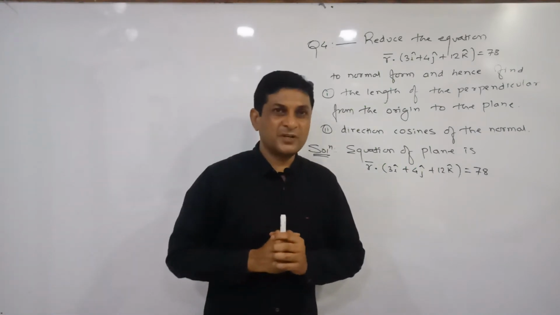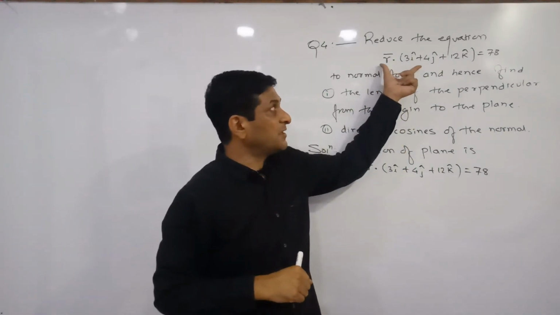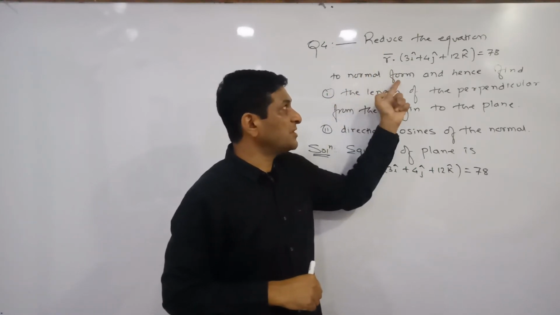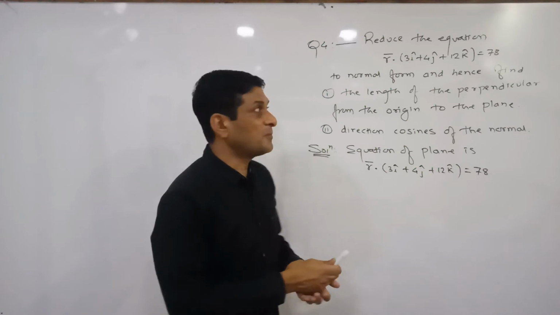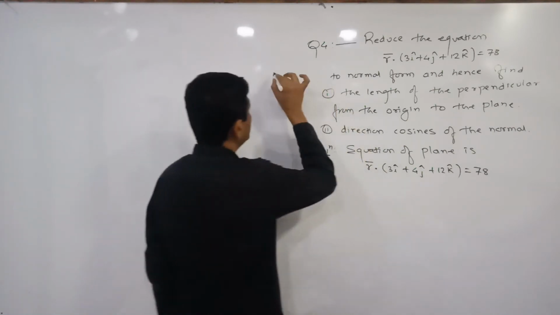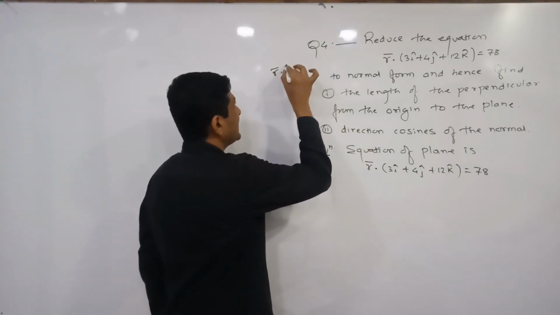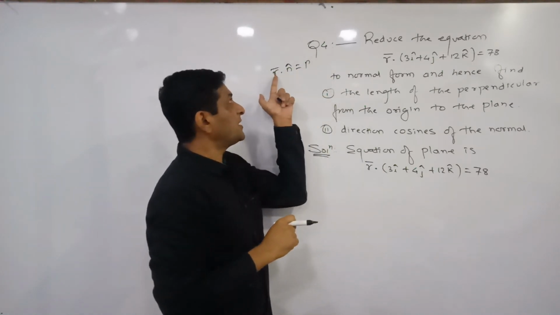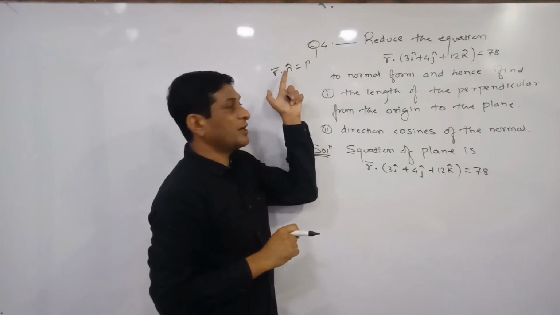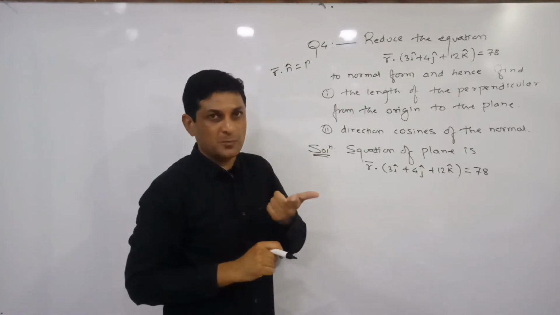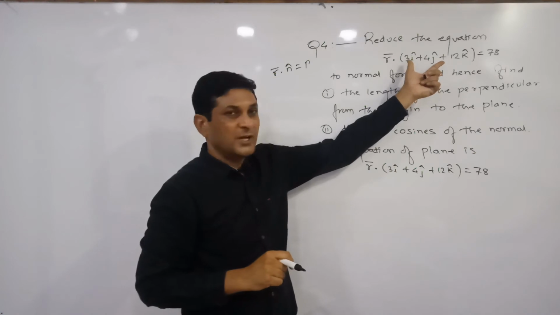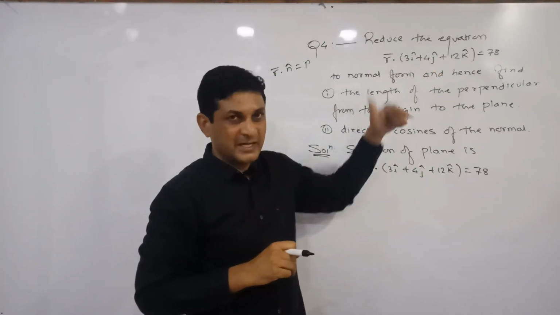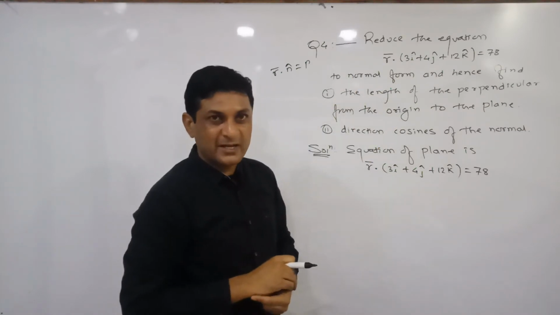See, in question number 14, a vector equation of a plane is given to us, and the question is to reduce this equation in normal form. What is the normal form? The equation in normal form is r bar dot n cap is equal to p. Here the dot product of r bar should be with the unit vector along the normal. So this is the vector along the normal. To find the unit vector along the normal, we have to divide it by its magnitude. So first we have to find the magnitude of this vector.